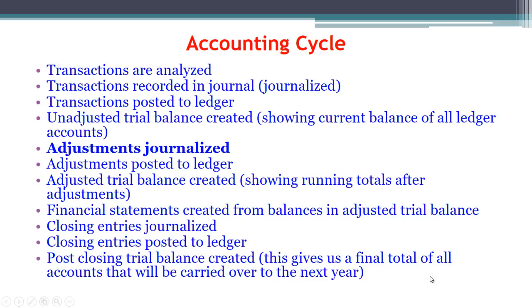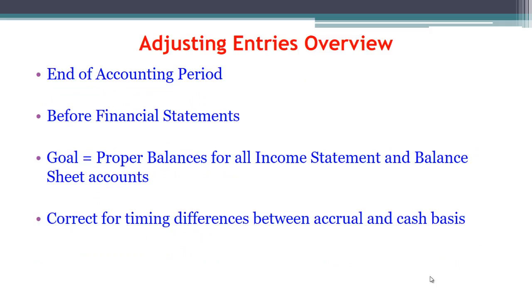So again, with the accounting cycle, we are at the adjustments journalized step. We're going to do journal entries for the adjusting entries. As an overview, these adjusting entries occur at the end of the accounting period. It could be a month, quarter, or a year. They're going to be completed before we do the financial statements because the goal is for all of our accounts to be proper. On the income statement, on the balance sheet, we want the balances to be good so we can have accurate financial statements.